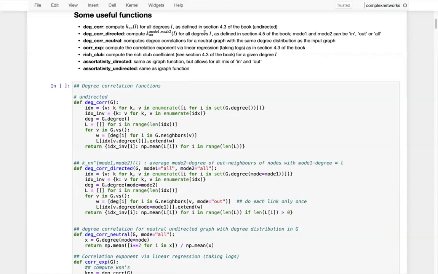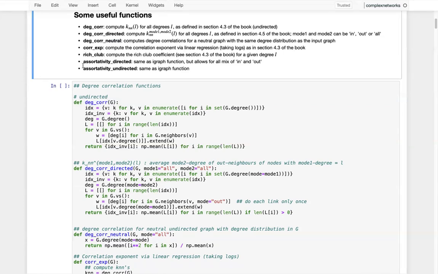But for directed graphs, there are four different flavors because you can consider in and out degree respectively for the source and target nodes. So there's four different mixes, if you want. And then the same, computing the value of degree correlation given a degree distribution, but for a neutral graph. This is useful for comparison. Then we have a function to compute the correlation exponent via linear regression. Again, the details are given in the book. The Rich Club coefficient, again, given in the book. Is there a group of nodes of high degree that tend to link to each other? So we'll give an example of that.